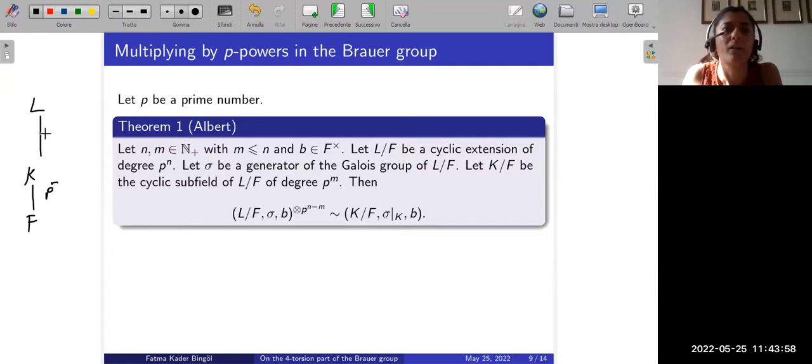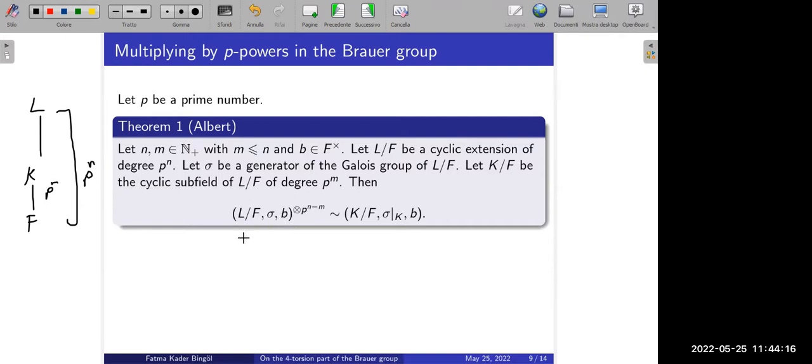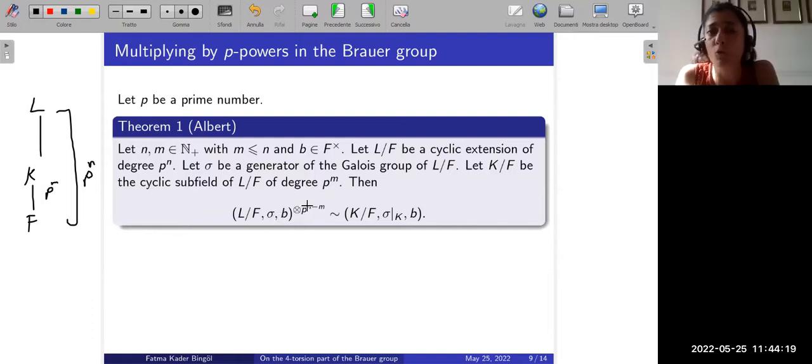Okay, this is p to the power n. If you consider the cyclic algebra that you can construct with this cyclic extension L over F and the non-zero element B, and take the tensor product of this algebra with itself p to the power n minus m times, then in the Brauer group you obtain the class given by the cyclic algebra that you can construct with this cyclic subfield K over F.